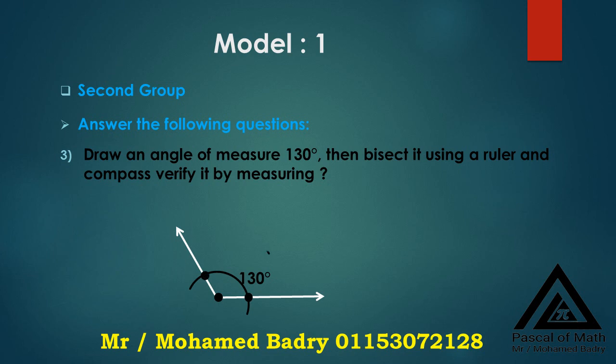From the first point, make an arc. From the second point, make an arc. The two arcs intersect at 1 point. From the point of intersection of the two arcs, draw a line to the vertex of the angle. Now we have bisected this angle of 130 degrees.